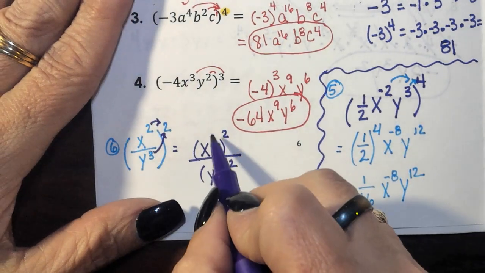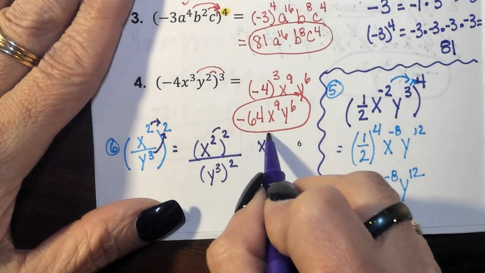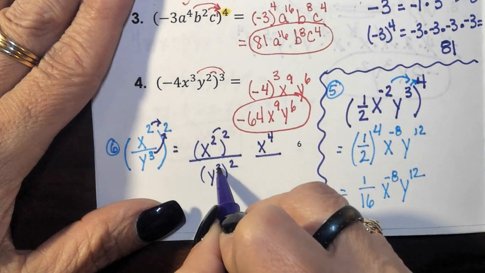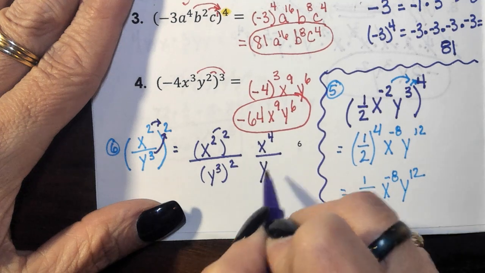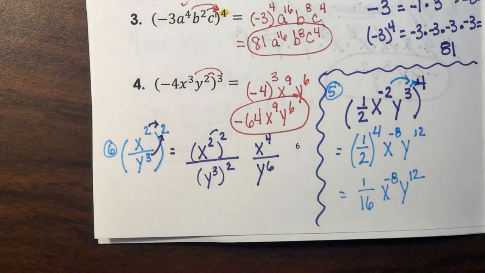All right. 2 times 2 would be x to the 4th. 3 times 2 would be y to the 6th. Okay, I just wanted to show you that one. All right, that was the power rule.